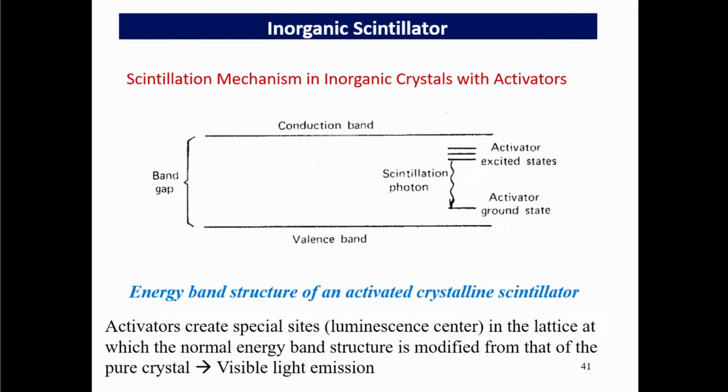So, this is the role of the activator molecule. Activators create special sites, called illumination centers, in the lattice of the basic crystal, sodium iodide let us say, at which the normal energy band structure is slightly modified from that of the pure crystal. So, you emit the visible light. The electron hole pair, that exciton, can sometimes get freely into the activator site and cause de-excitation from the activator states only, and that way you emit in the visible region.